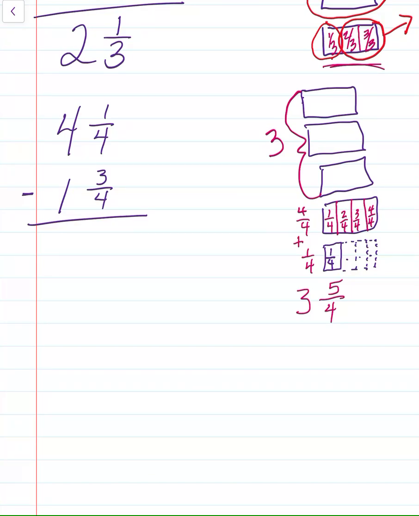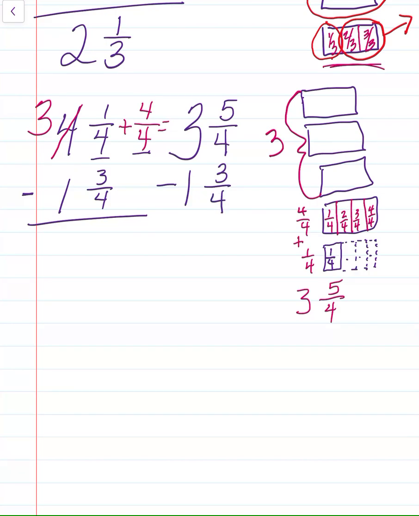Okay, so we can't say 1/4 minus 3/4, so we borrow from the 4, and we make that a 3. The whole that we borrowed there, we need more fourths, so we're going to break it up into 4/4, and that's going to give us 3 wholes, and then 1/4 plus 4/4 is going to give us 5/4, and then we can take away the 1 and 3/4. Okay, do you see that? All right, so do you see how that works with the picture, right?